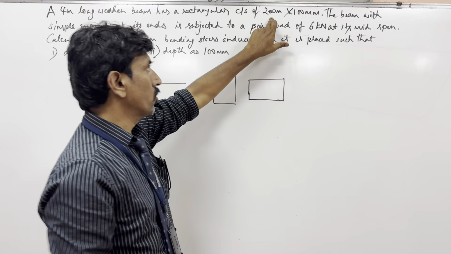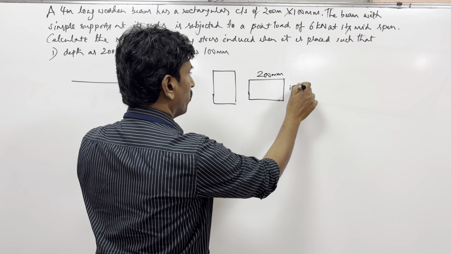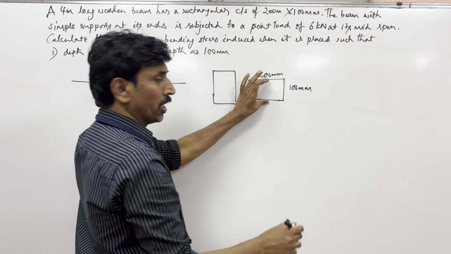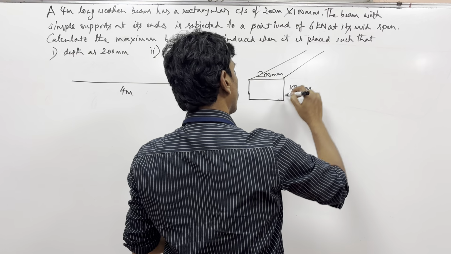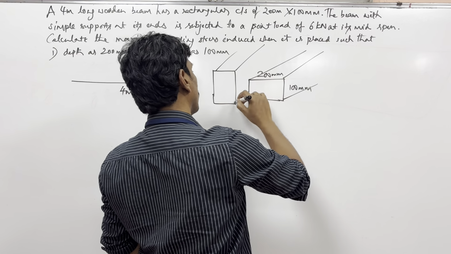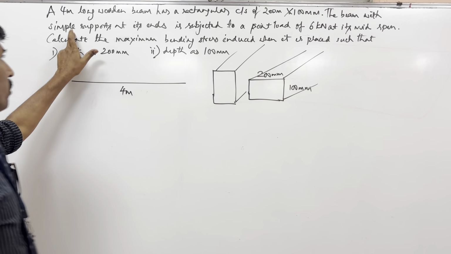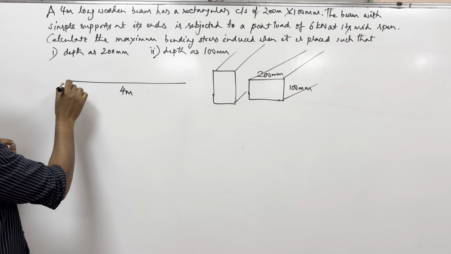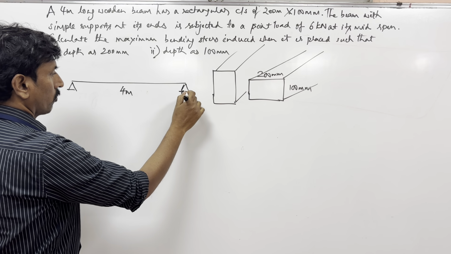It's a rectangular cross section of 200 mm into 100 mm. It's not said whether you should keep the beam like this, or like this, or like this. It's not mentioned. The beam with simple supports, so that means it's a simply supported beam.